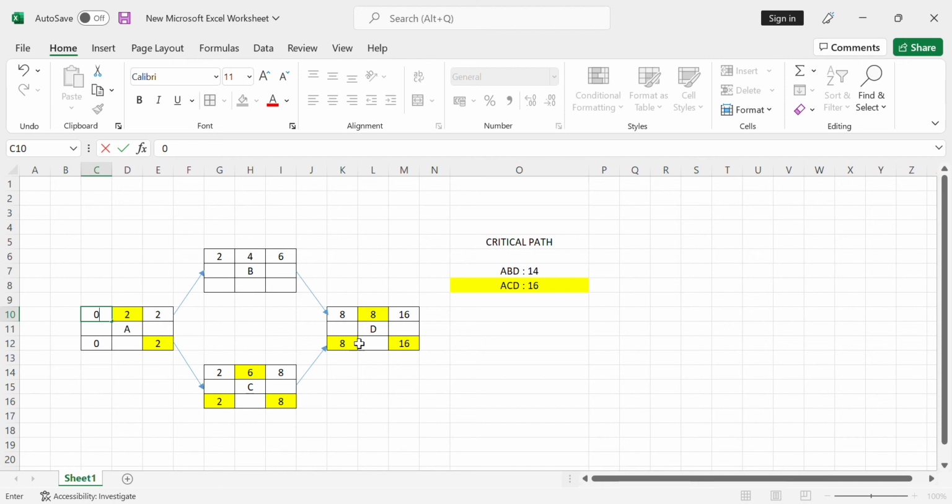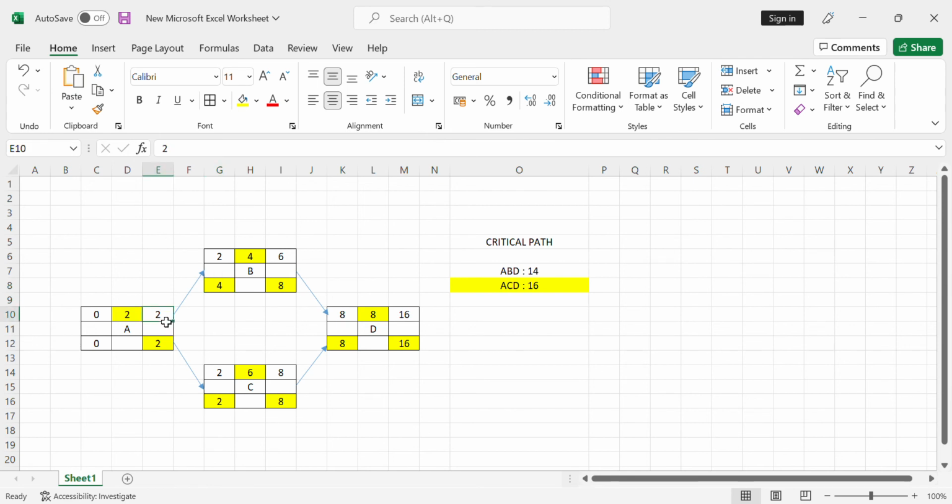Now we have solved ACD. Now put this value 8 here directly. I am writing 8 here. The late finish is directly written here, and 8 minus 4 will equal 4. I hope everyone has understood the backward pass. Again I am explaining the forward pass and backward pass.